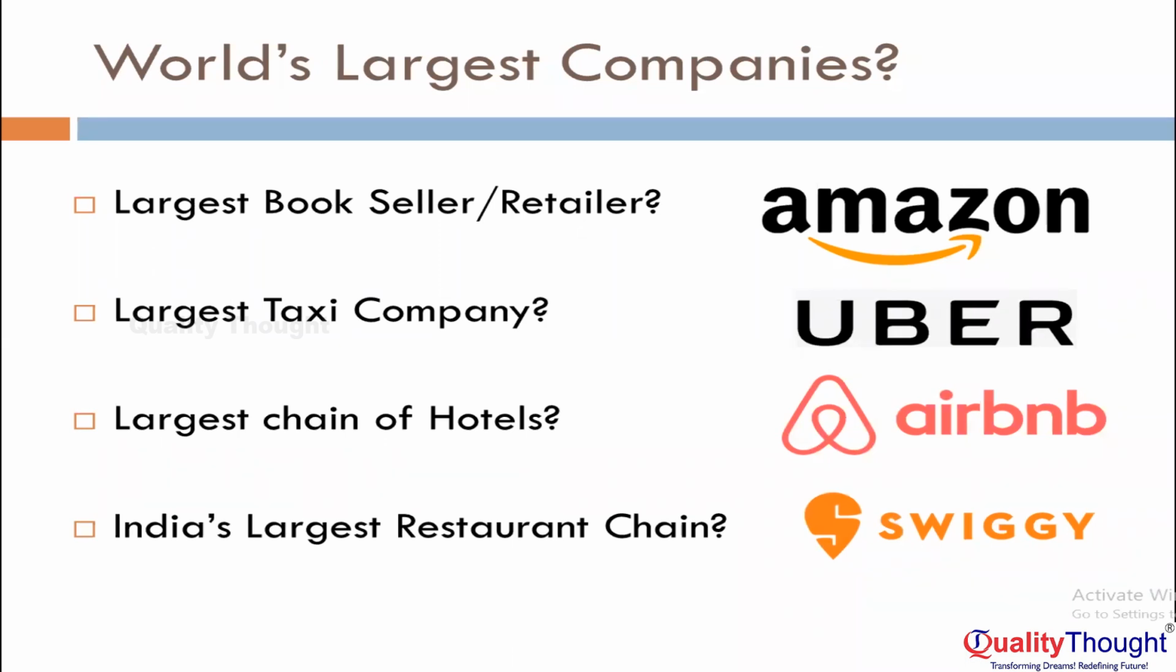Uber is the world's largest taxi company. Airbnb has the world's largest hotel. In India, Swiggy has the largest food delivery. They deliver food more than any restaurant can, so they are the largest restaurant. But the question is, how many restaurants does Swiggy own? Zero. How many taxis does Uber own? Zero. How many hotels does Airbnb own? Zero. How many products does Amazon own? Zero. Amazon doesn't own any product. Sellers go to the Amazon platform and they sell.